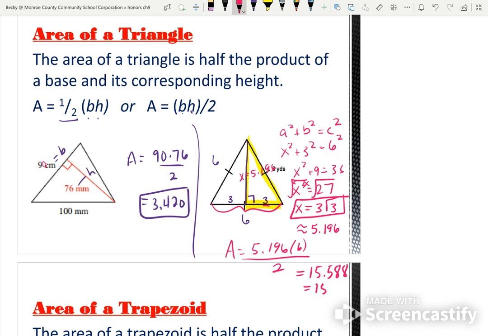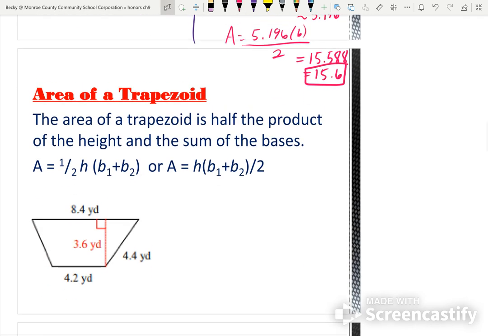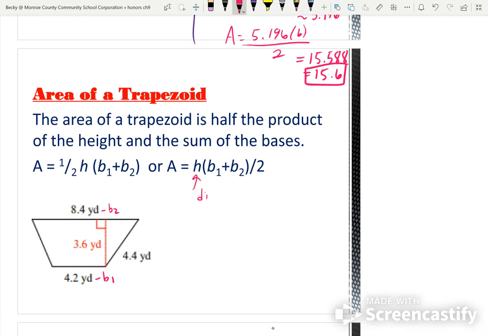And typically I just tell people to round to one place in the very end. Okay, now moving on, we do have a trapezoid. B stands for base. So bases are interchangeable, so this could be base 1 and up here base 2. The distance between the bases, so let's write that down. This is the distance between the bases. Okay, and so this is your height.